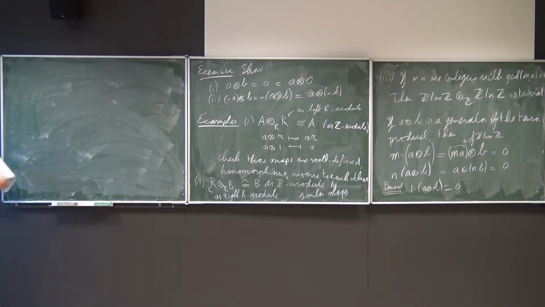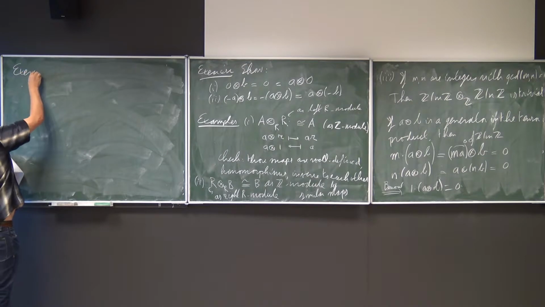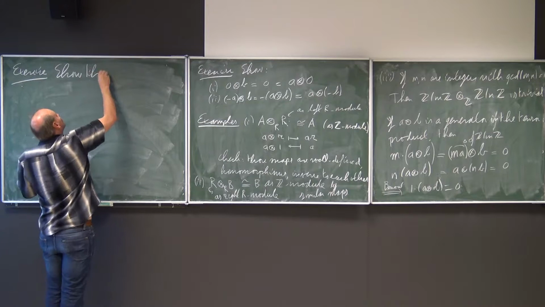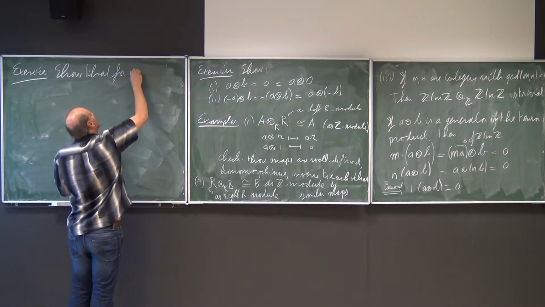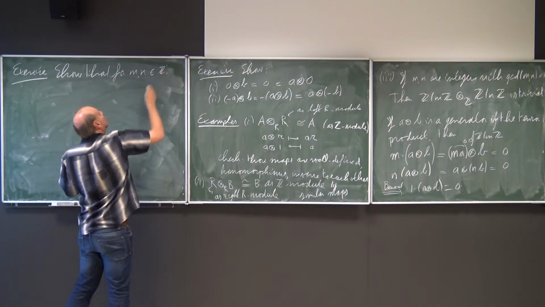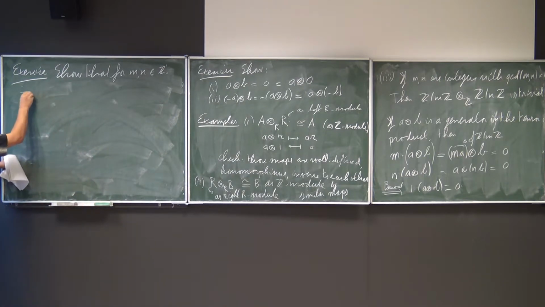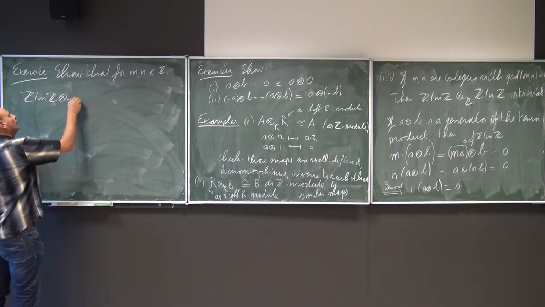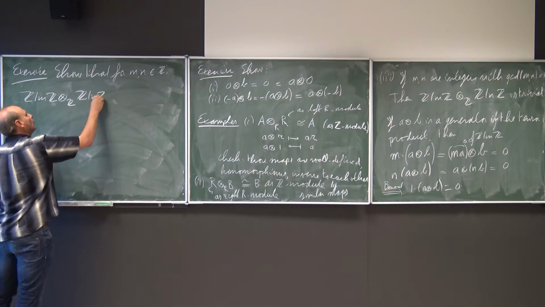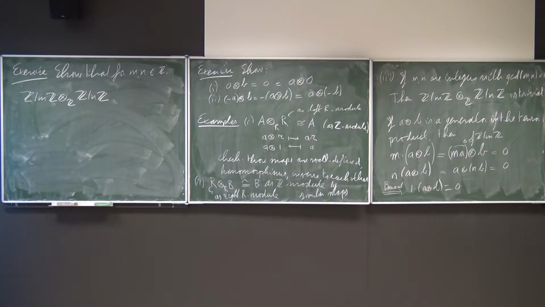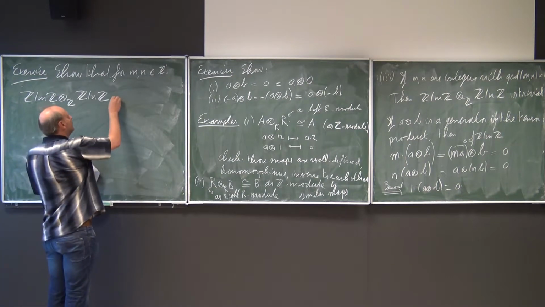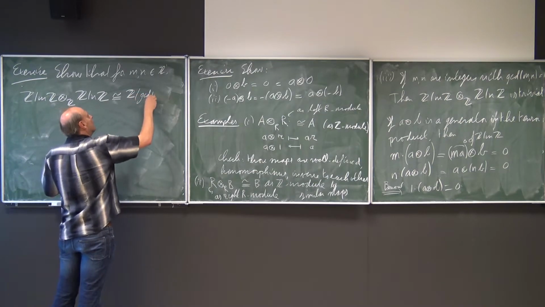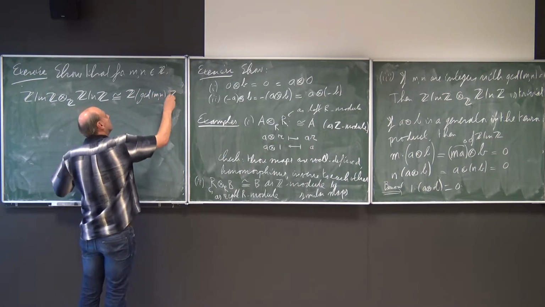So generalizing this exercise: show that for m and n in Z, if I take this tensor product, you can identify it, it is always isomorphic with Z modulo the greatest common divisor of m and n times Z.